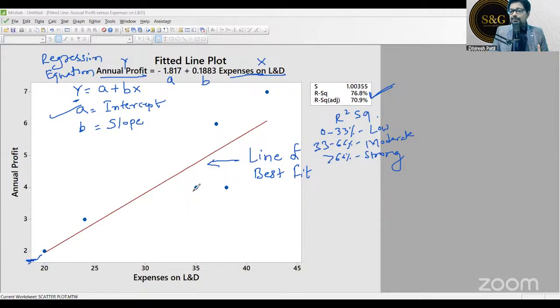Is everybody with me? Just give me yes in the chat box. Is intercept clear? This is the point where the line of best fit is intersecting the y-axis. Clear? Just give me yes quickly so that I can explain the slope. Is this intercept clear? Anybody who has not understood, please let me know. I'll explain it once again. Not to worry. Don't hesitate to question. Don't hesitate to put the question in the chat.